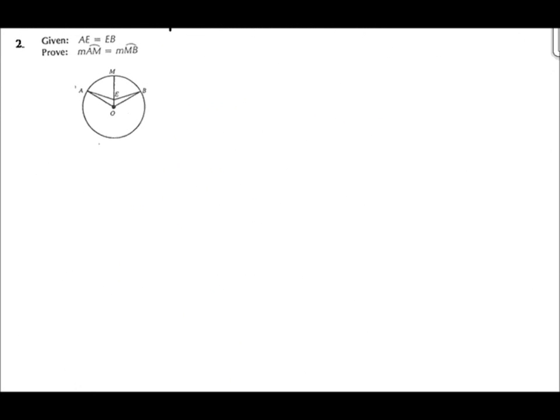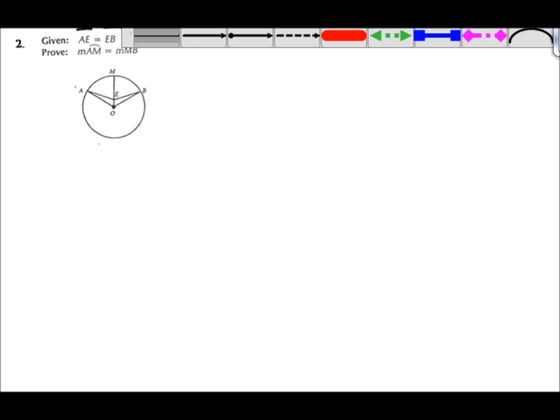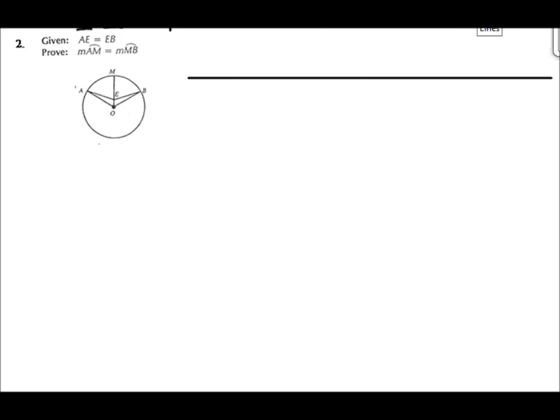Question number 2 says, if line segment AB is congruent to line segment EB, can you prove arc AM is congruent to arc MB? So again, let's use another triangle proof here. So I'm going to go ahead and tee off my proof.